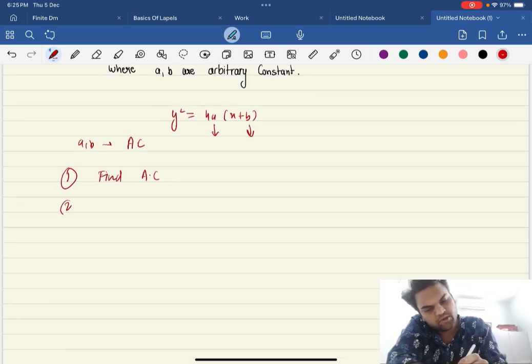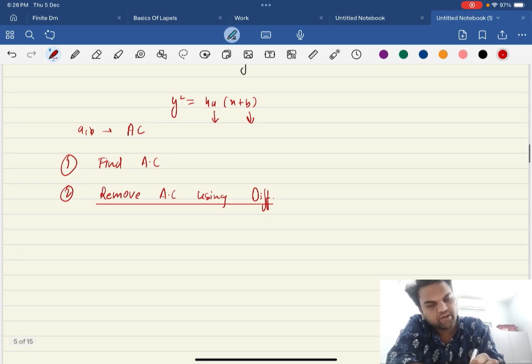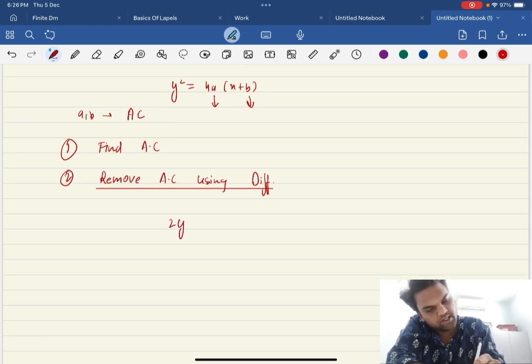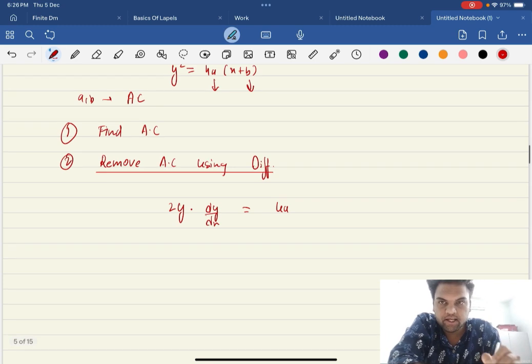Otherwise, in the second step, we have to remove the arbitrary constants using differentiation. Now using differentiation, you have to remove these arbitrary constants. Let's say we differentiate this equation with respect to x. Now after differentiation, we get 2y dy over dx equals 4a. Now a is still there, which is an arbitrary constant. We have to remove it.